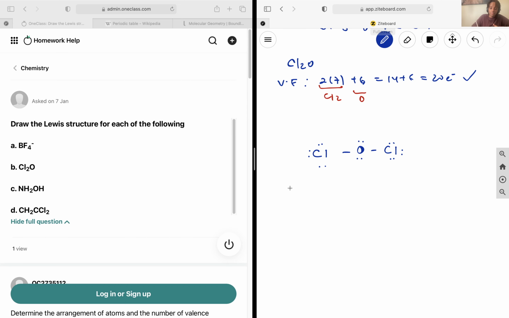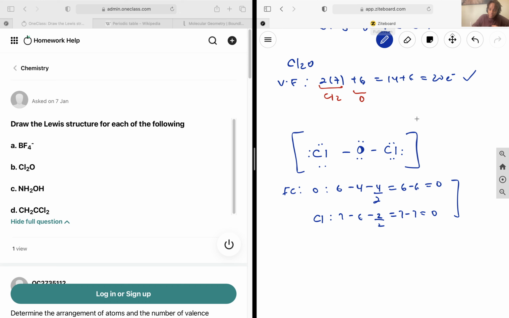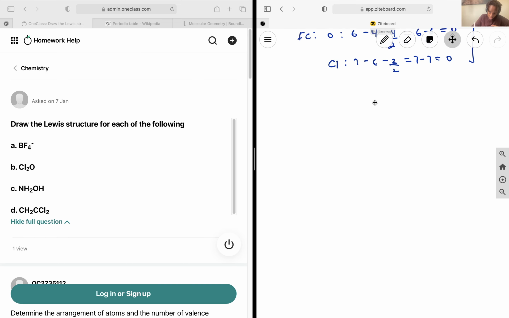Let's double check on our formal charge. On the oxygen, we're going to have 6 minus 4 minus 4 over 2. That's just 6 minus 6, giving us 0. On the chlorine, we're going to have 7 minus 6 minus 2 over 2 for both of them, which is 7 minus 7, giving us 0. This makes sense. We expected a net formal charge of 0, which we've gotten. And the valence electrons are all taken care of. So this is our final structure. On to the next question.